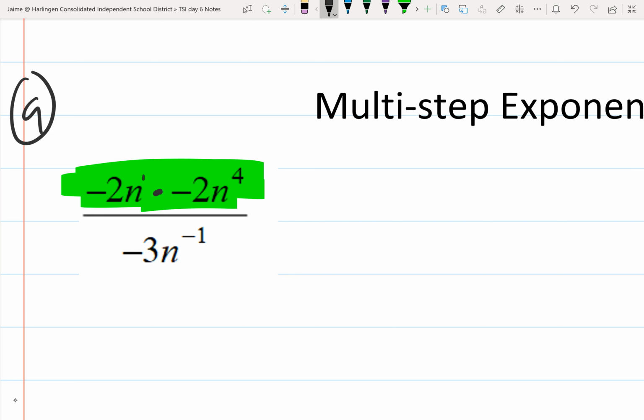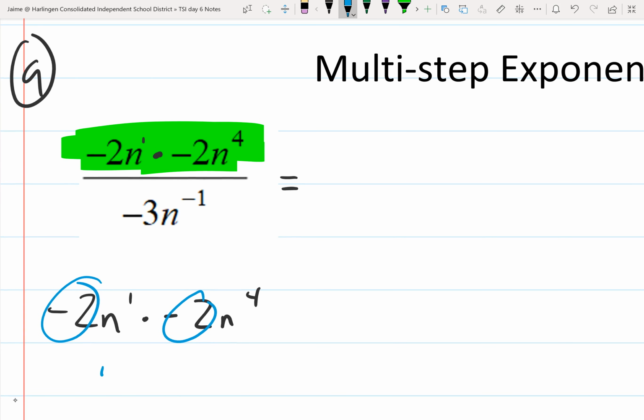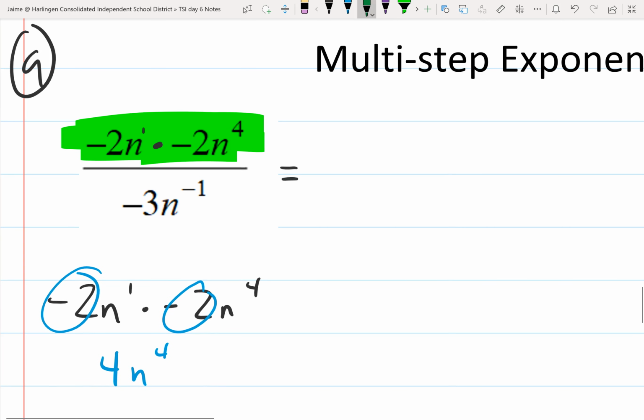Okay, so let me multiply the top numbers. Negative 2n to the 1 times negative 2n to the 4. You multiply these numbers. Negative 2 times negative 2, that will give us a 4, right? And then the 1 and the 4, you're going to add them, right? So it's n to the 4th. So this should just be written 4n to the 4th power divided by a negative 3n to the negative 1.